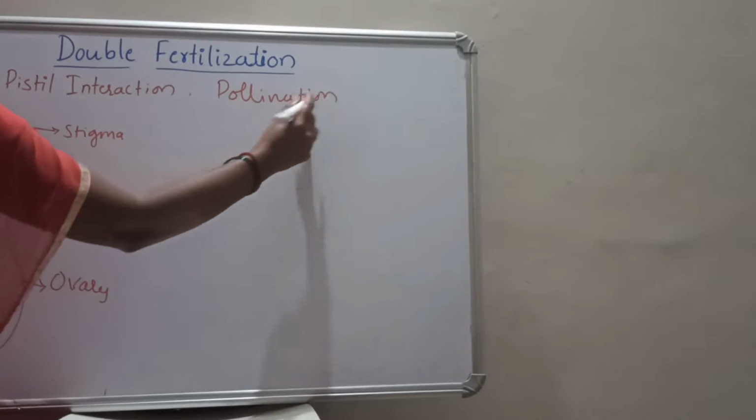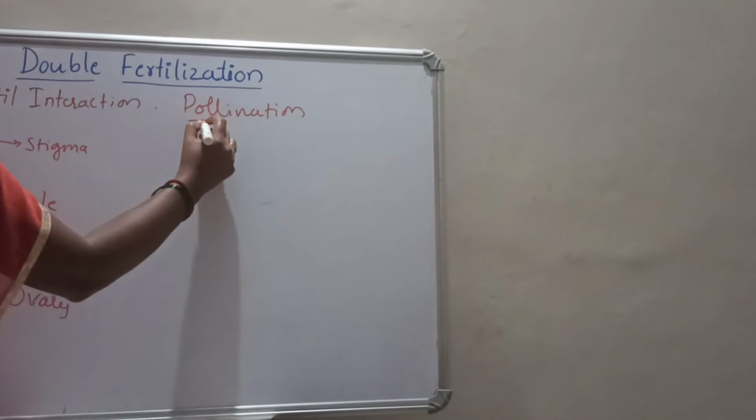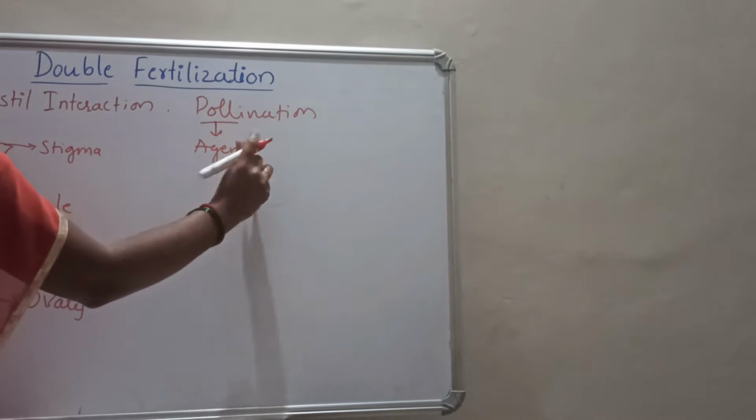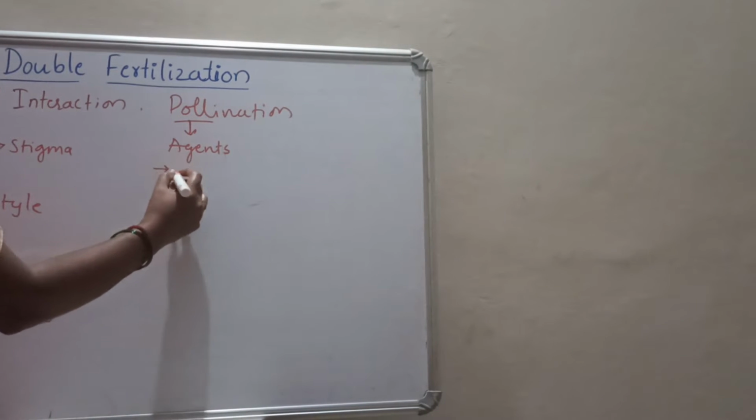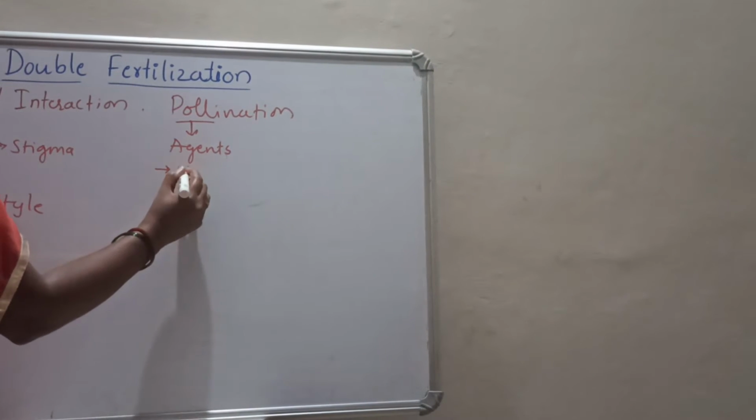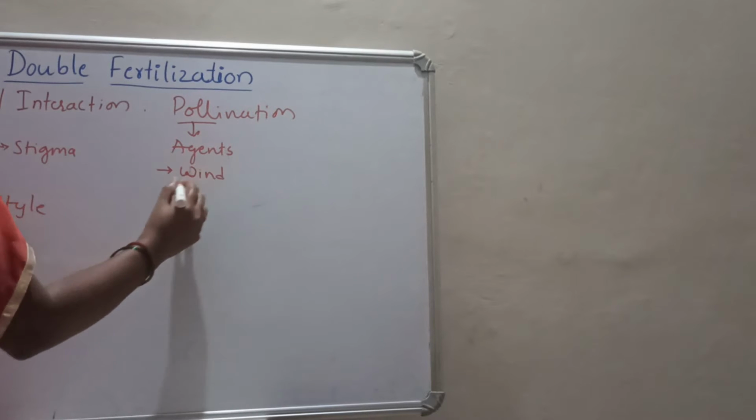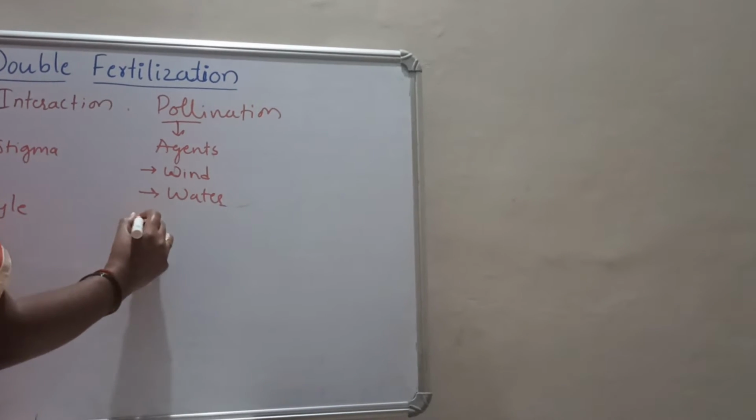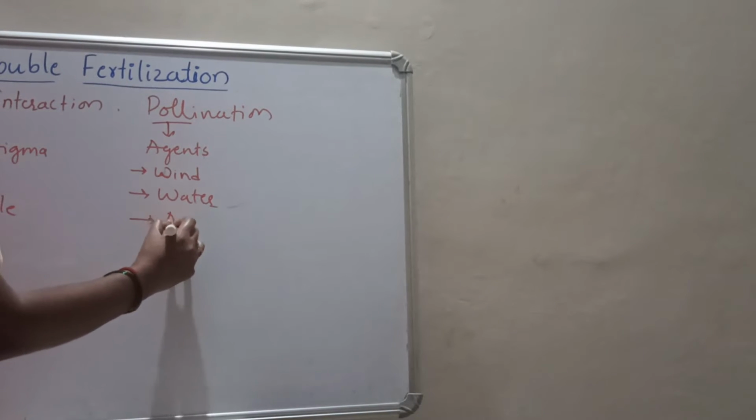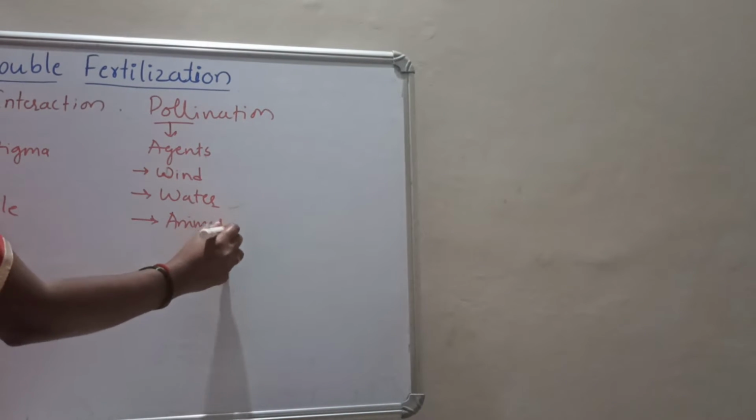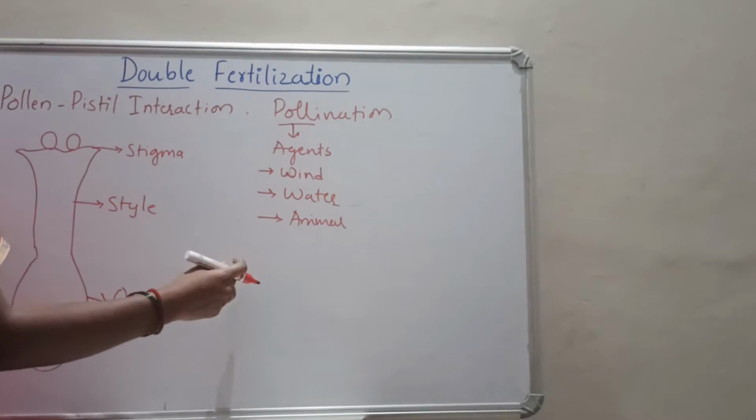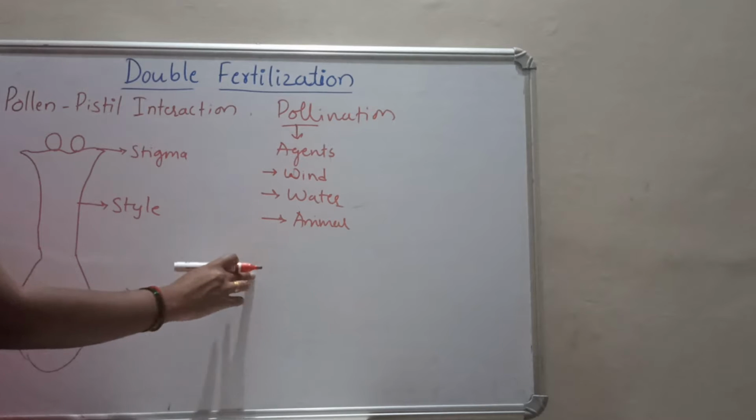Pollination can take place with the help of different agents. It can take place by the help of wind, or by the help of water, or by the help of some animals like birds, insects and other reptiles, some primates. These are the agents of pollination.